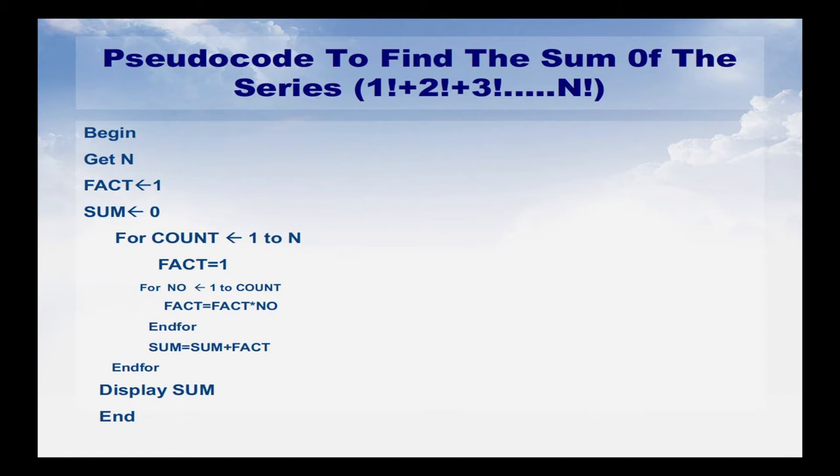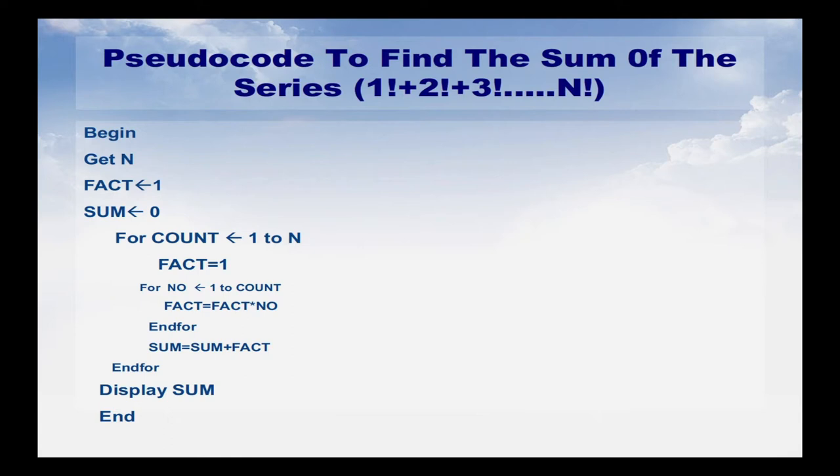We initialize fact to 1, fact stores the values of the factorials, and sum to 0, sum stores the values of the sum of the factorials. Now, we use a for construct to compute the factorial. For count from 1 to n, we know that we have already assigned fact to 1. Now, for number from 1 to count, we keep on multiplying the number to the fact.